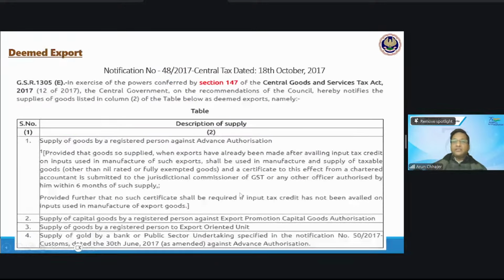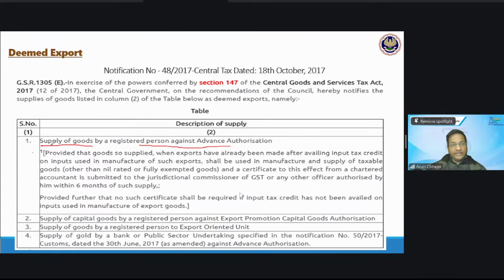Now, notification 48 of 2017 says, so these are the goods which have been notified. What are the conditions for deemed export? That it should be notified goods. Correct. Supply of the goods by the registered person against advance authorization.